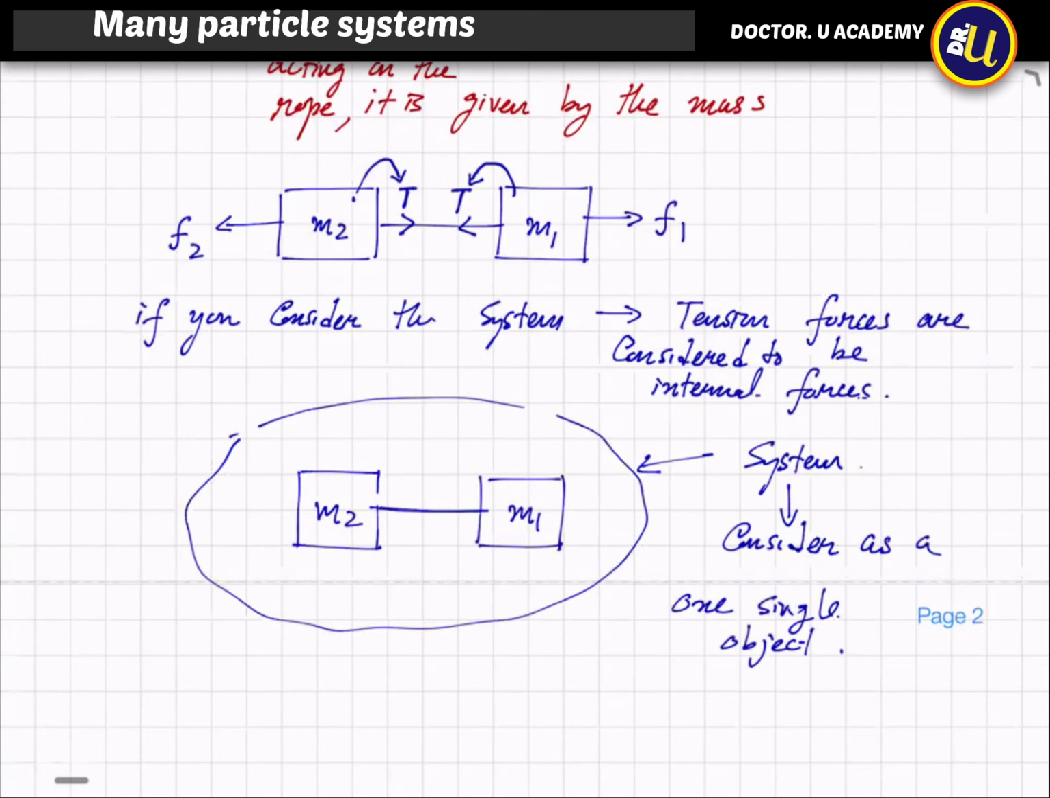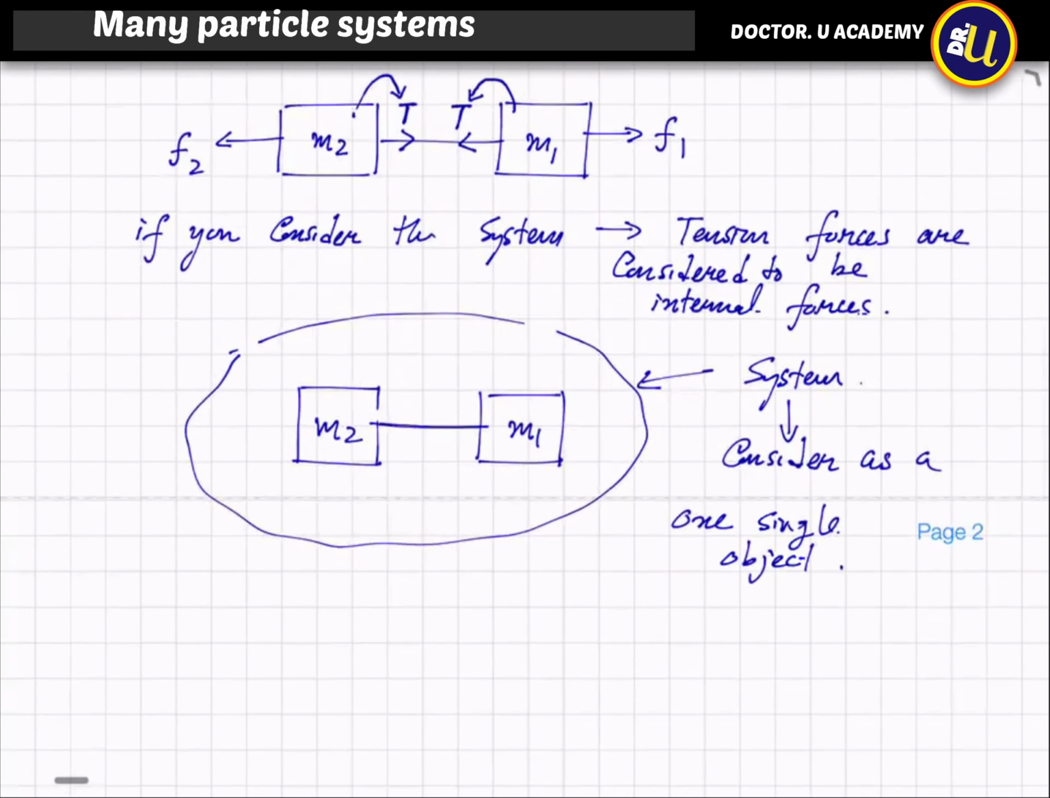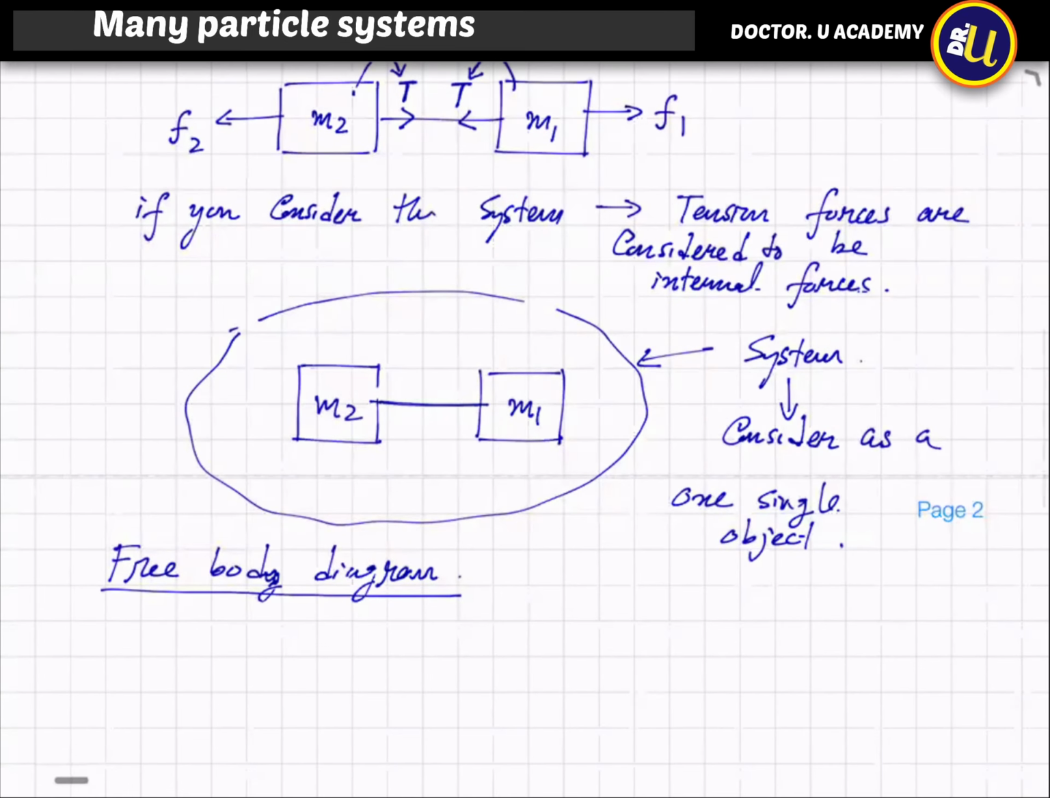Now we will think about the free body diagram. What do we mean by a free body diagram? A free body diagram means we consider the masses individually. That means we are going to break the system. Inside the system there are many masses, and they are going to be considered individually. So here in the system, let me write F1 and F2 and the forces T and T.